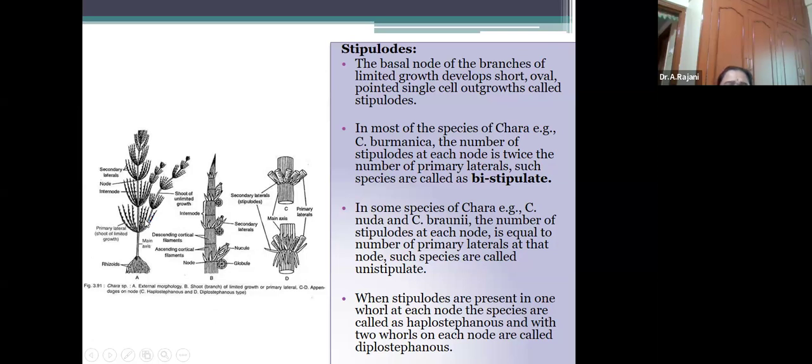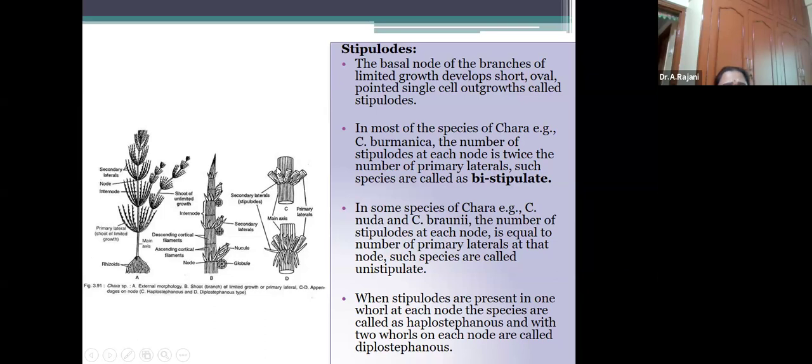Here many stipulodes are also present. What are the stipulodes? At the basal node of branches of limited growth, very short oval pointed structures develop. That one is called the stipulode. You can observe them as appendages of the nodes. In that node part, some pointed single-celled oval outgrowths are present. These are called stipulodes.